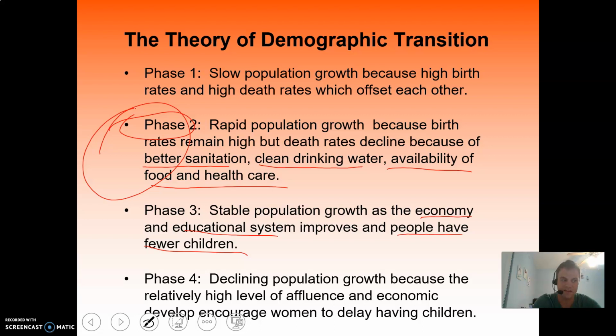Then in phase 3, people do start having less children because they have now gone through a period of time where they realize that amount of children is not necessary in order to sustain their life. And then phase 4 is going to be maybe even some declining population because of the relatively high level of affluence and economic development, encouraging women to delay having children, and so people will end up having less and less and less kids.